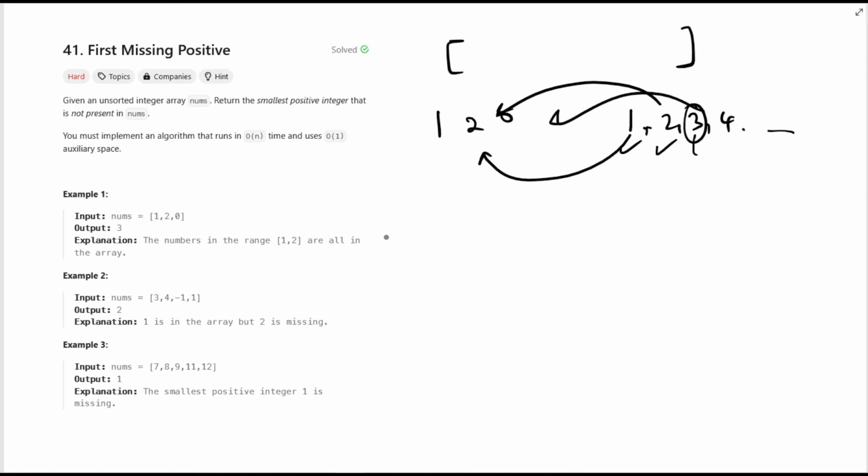Okay. Next example, you may see 3, 4, minus 1, 1. So we will again try, is 1 present? It is present. Is 2 present? No. In this array 2 is not present, right? So 2 is the answer. Okay. How can we do this?